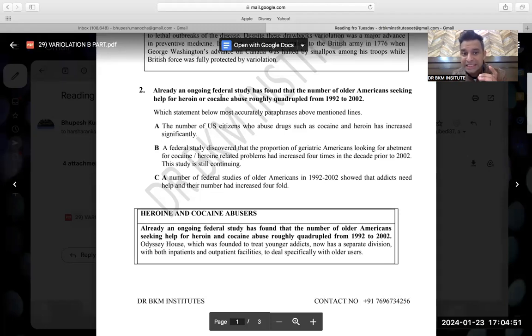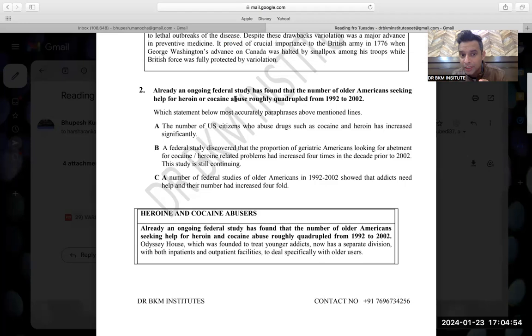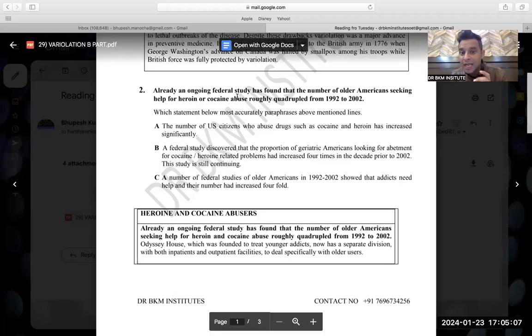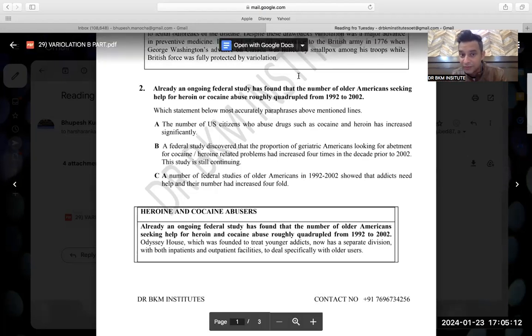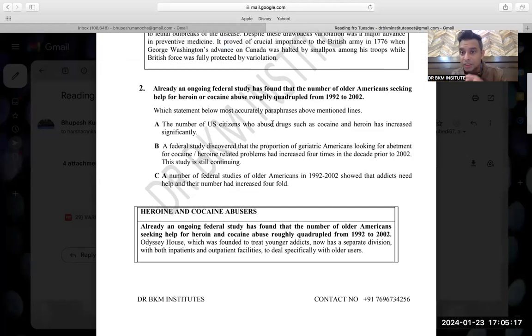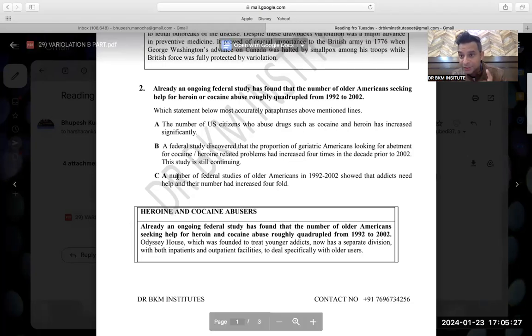The number of older Americans seeking help for cocaine or heroin abuse, that means they are seeking help to quit. And this option is saying the number of citizens who abuse drugs is increasing. No. First of all, the number of older Americans has quadrupled, so that means the number of people who want help to leave. And this option is saying the number of people doing this abuse is increasing. So two options are absolutely ironical. Ironical means contradictory, contradictory means opposite. Then simple elimination, you will learn this elimination.